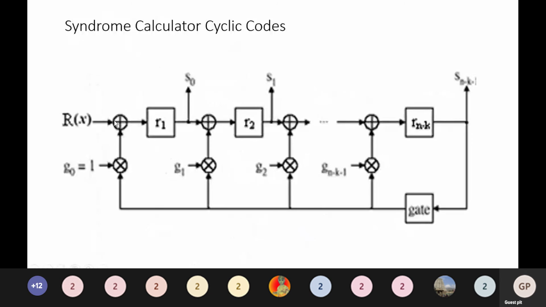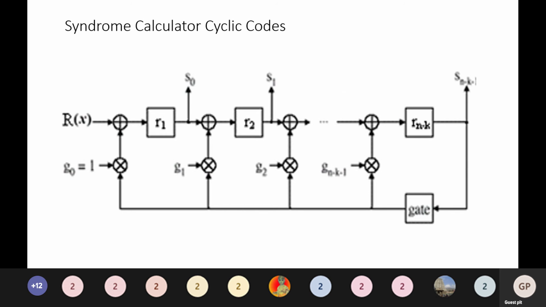If you look into the syndrome calculator, here you have r of x, which is passed into various gates r1, r2, with coefficients up to r suffix n minus k. Then you have the generators G0, G1, up to G suffix n minus k. Then we find what is known as the syndrome: S0, S1, up to S suffix n minus k minus 1.